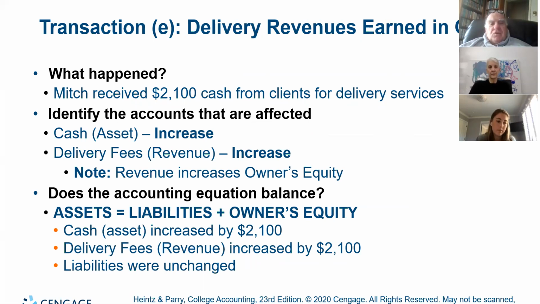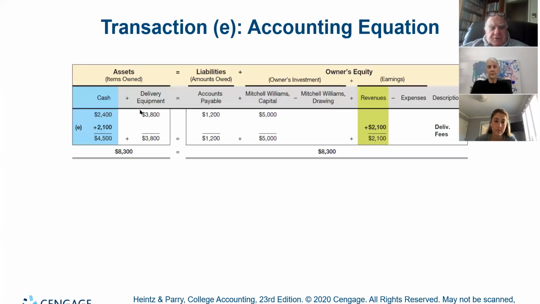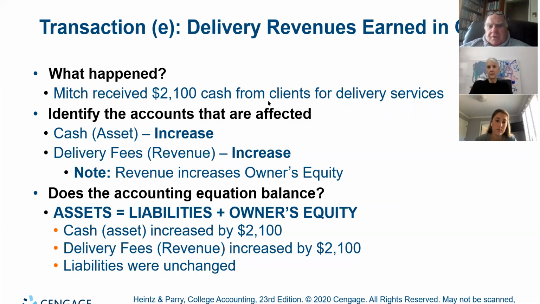Mitch received $2,100 cash from clients. He went out, made some deliveries, and they handed him a check. Well, what's happened here? Cash is affected. Well, when you are dealing with your clients, you provide services, that's the revenue. So cash is going to go up.